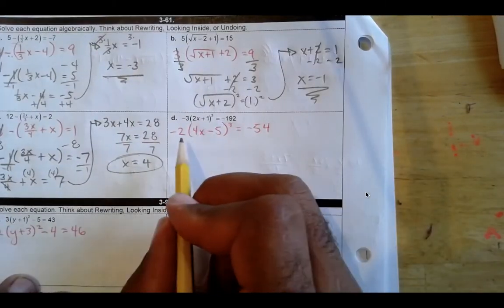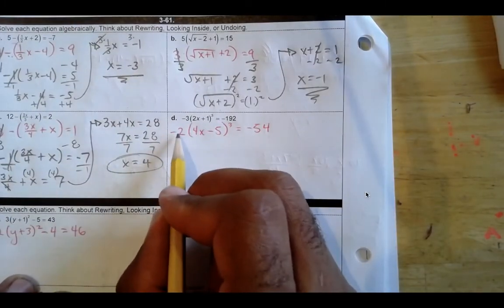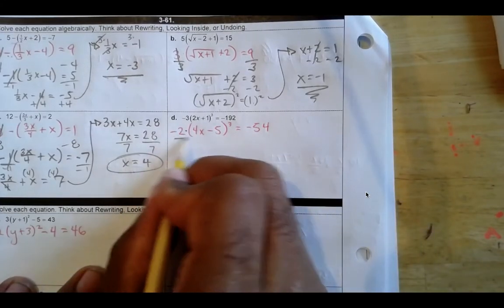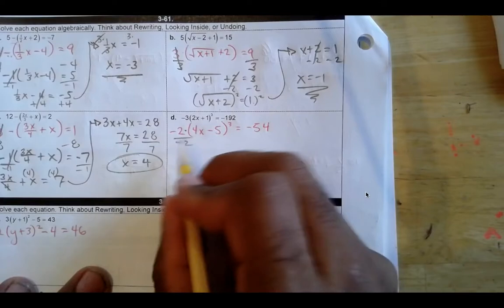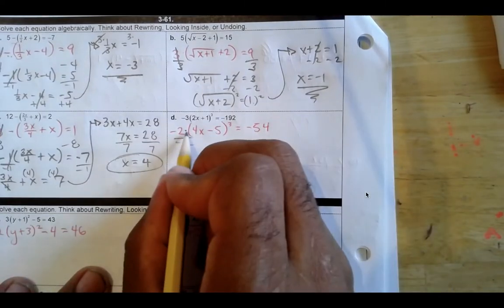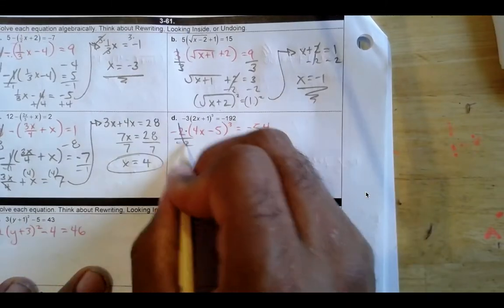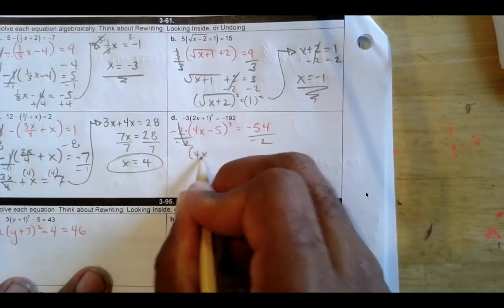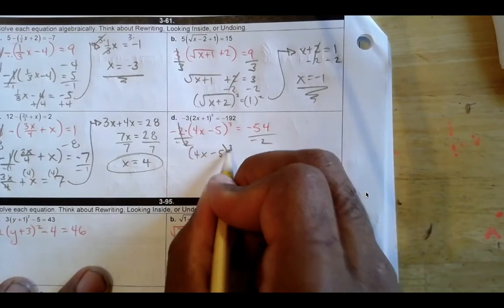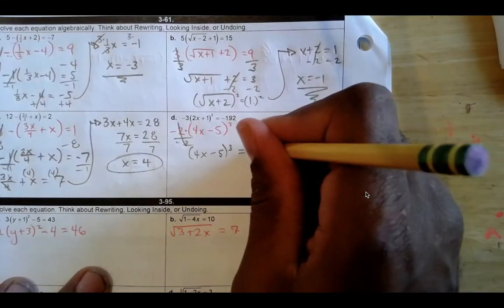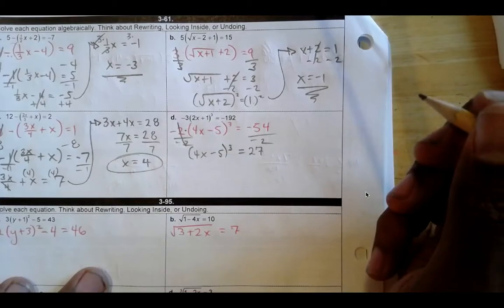Okay. Now this one, got a number in the front of the parentheses, so let's work on that. So remember, it's negative 2 times all of that, so we're going to divide. Since it's in the front, it's not like minus or plus, right? So we divide it. So then we have 4x minus 5 cubed, and then negative 54 divided by negative 2 is positive 27.